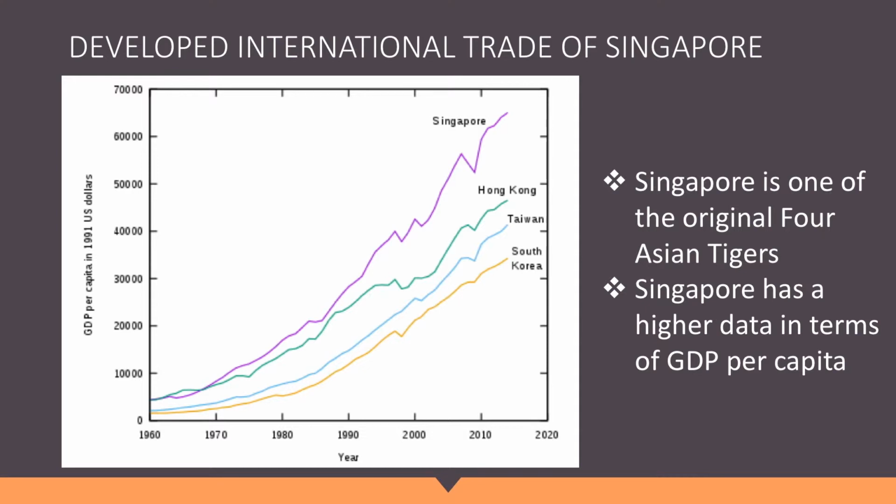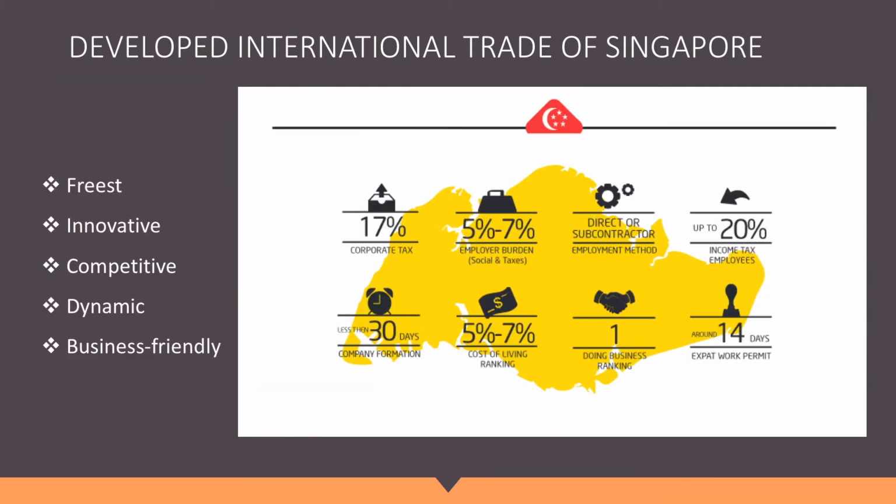According to the chart, the GDP per capita in Singapore from 1996 to 2010 is higher than the rest of the 3 parts, and it enjoys a higher growth than other 3 Asian tigers. The Singaporean economy is known as one of the freest, most innovative, most competitive, most dynamic, and the most business-friendly.